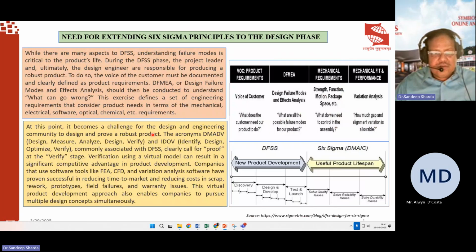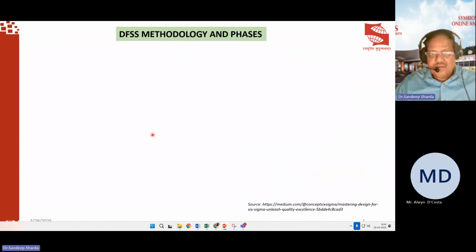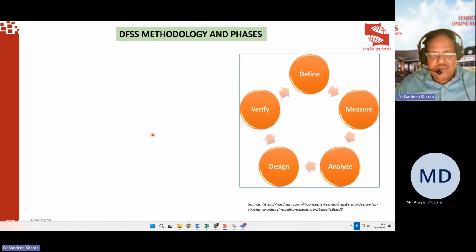Now we are going to go through some of the examples in the methodology, DFSS methodology and phases. I will skip two or three PPT sheets from the deck. So that's basically the understanding of DFSS, with some other examples that we have already discussed. So I'm just switching over to the DFSS methodology and its phases.